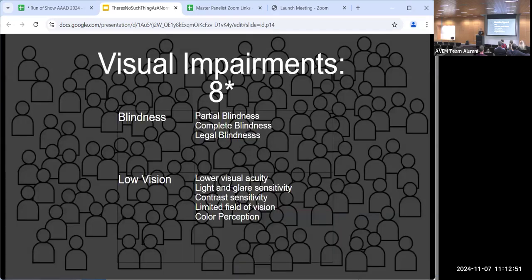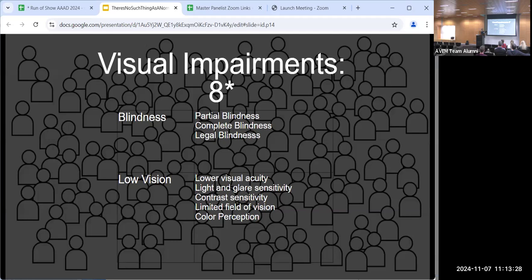There's obviously a lot more, and a lot more nuance and all that sort of stuff. But in the digital accessibility standards, that's what they're focused on. Within that, there are subtypes. For visual impairments, there's an asterisk here because there's way more than just this. Under blindness and low vision, you'll have partial blindness, complete blindness, and legal blindness. A lot of times when we think of a person who's blind, we think that the world is black and they don't see anything, but that's not really true.